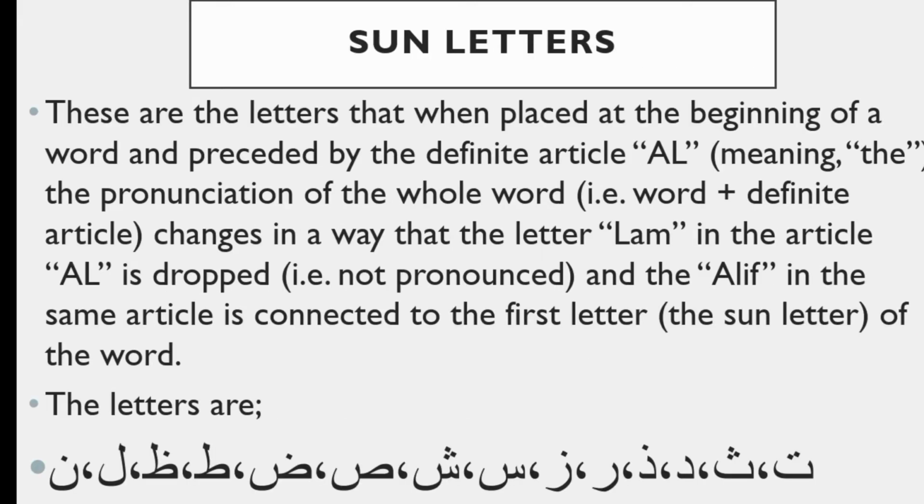So let's talk about sun letters. Sun letters are the letters that, when placed at the beginning of a word and preceded by the definite article al, change the pronunciation of the whole word, that is the word plus definite article, in a way that the lam in the article al is dropped. That is, it's not pronounced, and then the alif in the same article is connected to the first letter. So this is just theory. Let me explain it.